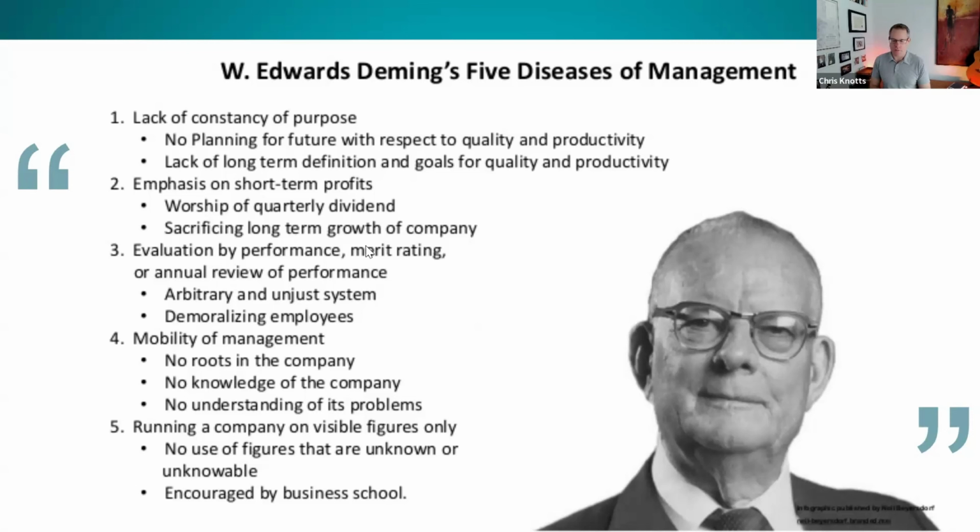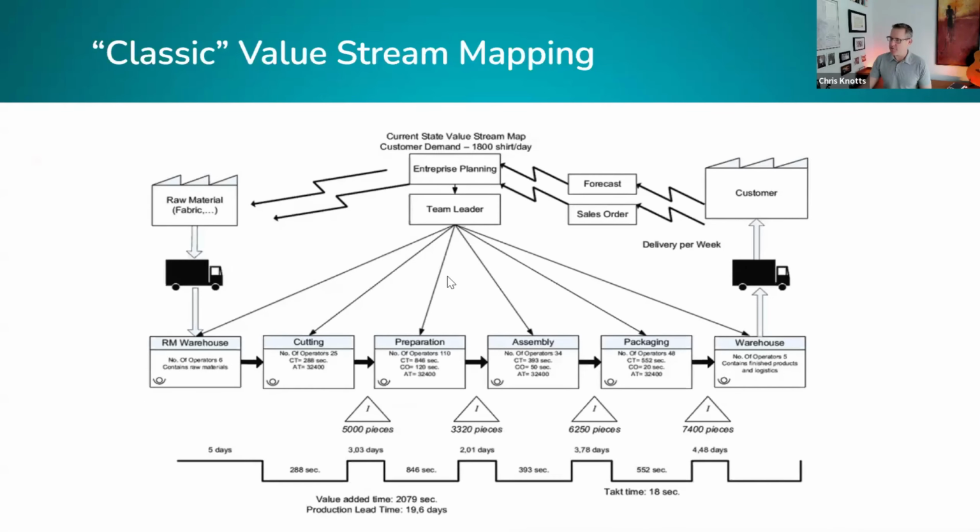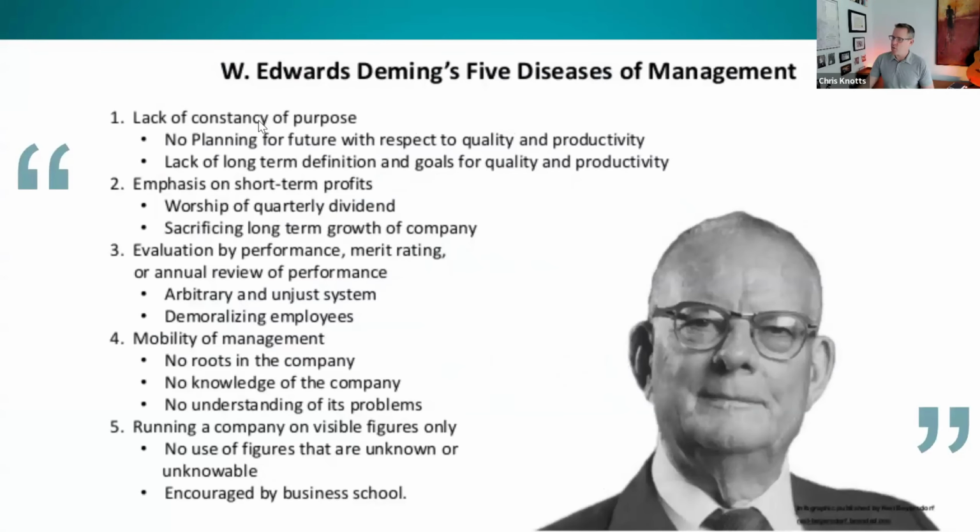Deming also introduced, along with his principles of management, these 5 diseases of management, as he calls them. Now, again, I won't go through these one by one, but I will just highlight the 5. If you don't have constancy of purpose, you're not managing around the outcome, in modern terms. That's a common disease of management.